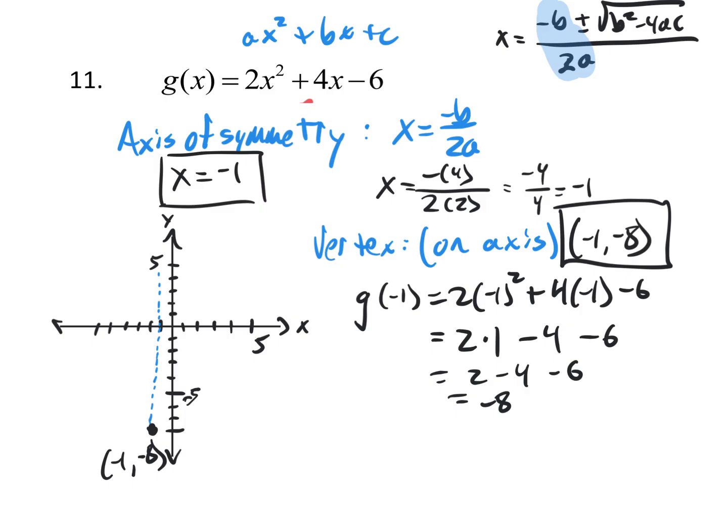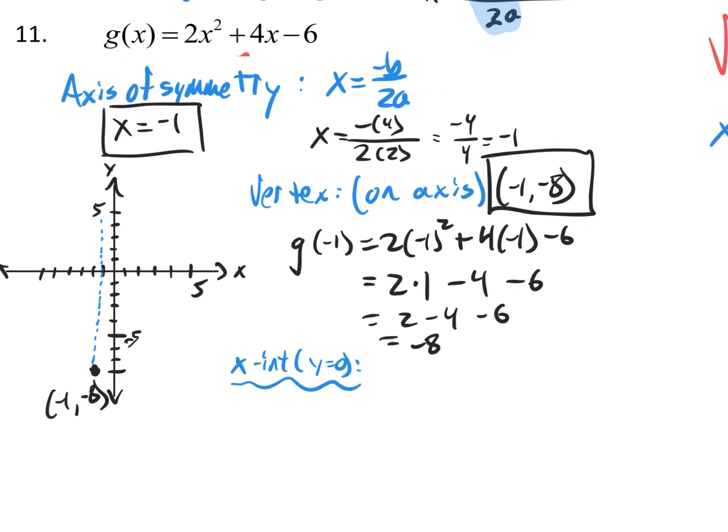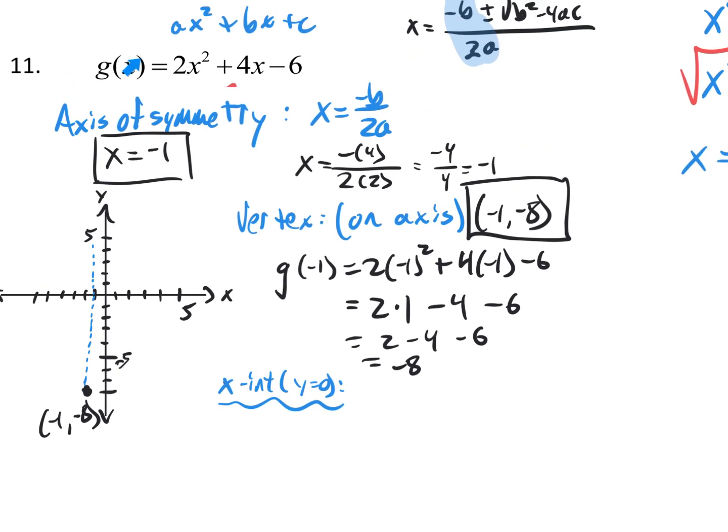Our intercepts, that is. Well, our x-intercept is when y equals 0. There's our x-intercept. So let's set y equal to 0. G of x is representing the y here, right? So that's function notation. And so we need to solve this.